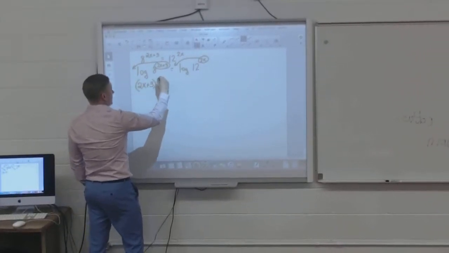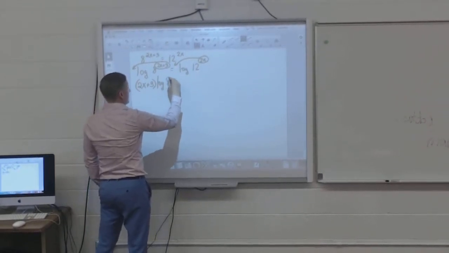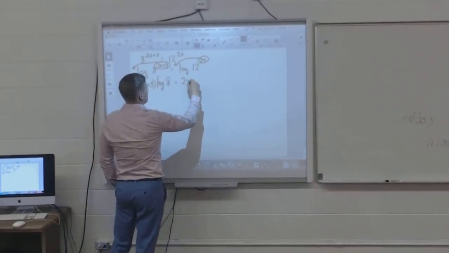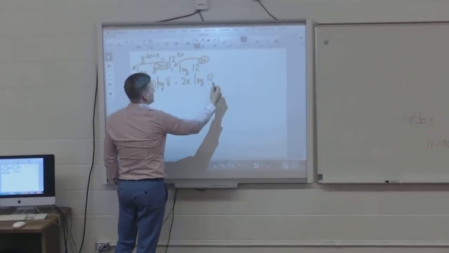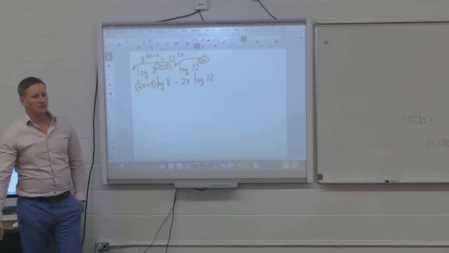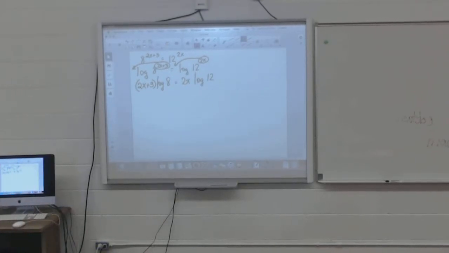So I have this right now, 2x plus 3 times log 8, and then I have 2x times the log of 12. So far so good. All I've done is two steps so far: take the log of both sides and move the exponents down. So now that I have them down, I can work with this and solve my question.